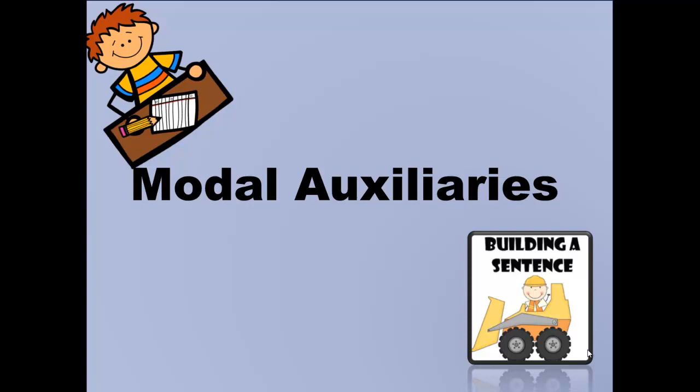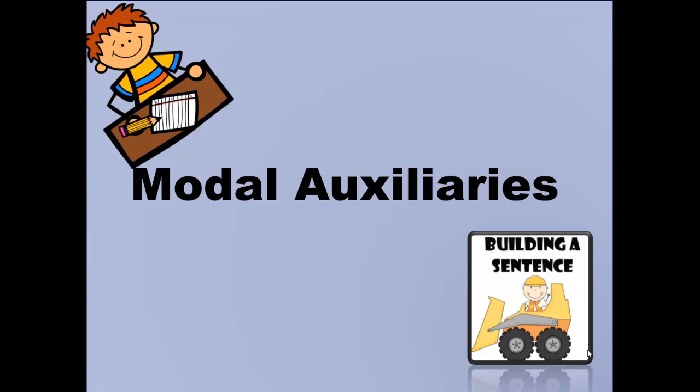The helping verbs are verbs that come right before the main verb, which is the action verb. The helping verbs tell more about the action verb. One type of helping verb is the modal auxiliaries. So the modal auxiliaries are a type of helping verb. They come right before the action verbs.